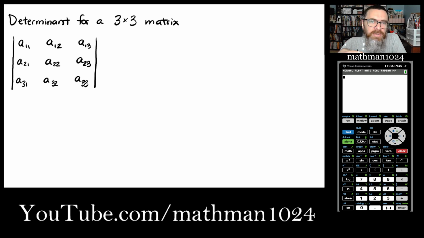All right, so we've discussed finding the determinant for a 2 by 2 matrix. Pretty simple. When it comes to 3 by 3s, it's a little bit more work. So for your basic 3 by 3 matrix, this is what your determinant is going to be.